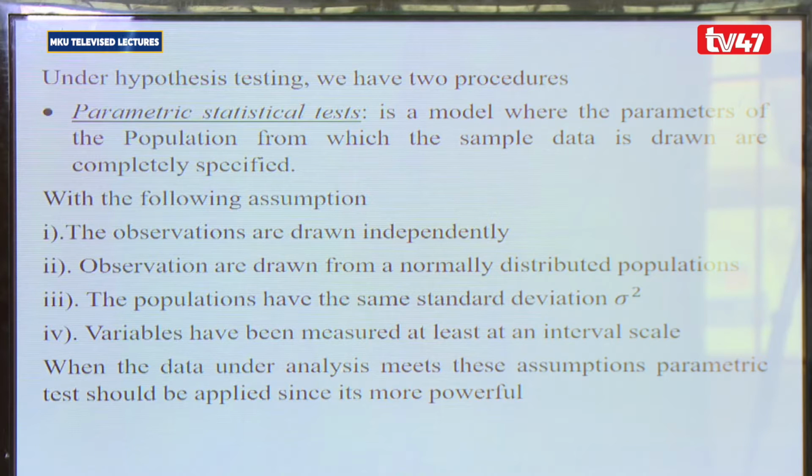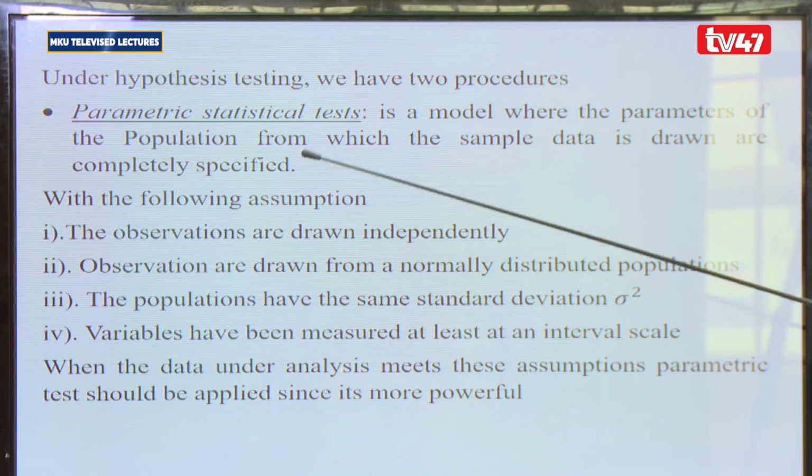In test of hypothesis, we usually have two categories. The first is parametric statistical tests, where the sample data we are dealing with is postulated to have come from a population whose distribution is well known, save for the parameters. That is, a parametric statistical test is a model where the parameters of the population from which the sample data is drawn are completely specified, with the following assumptions.